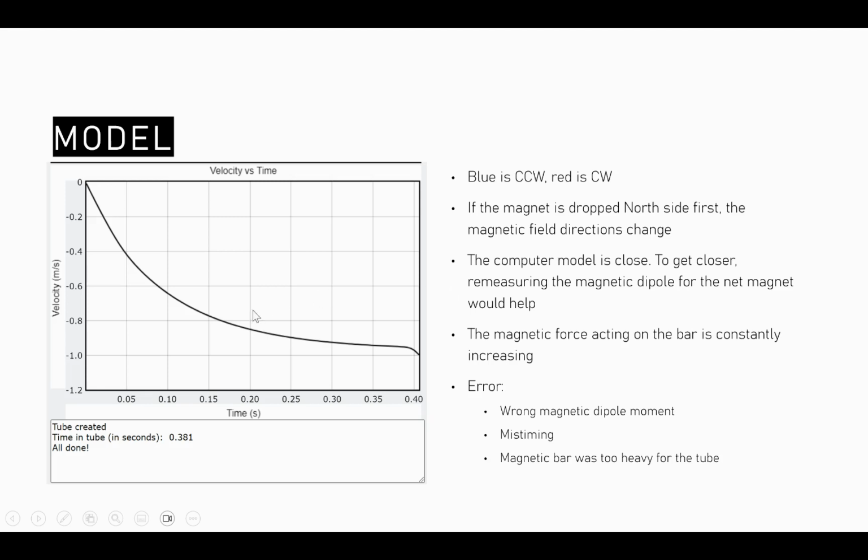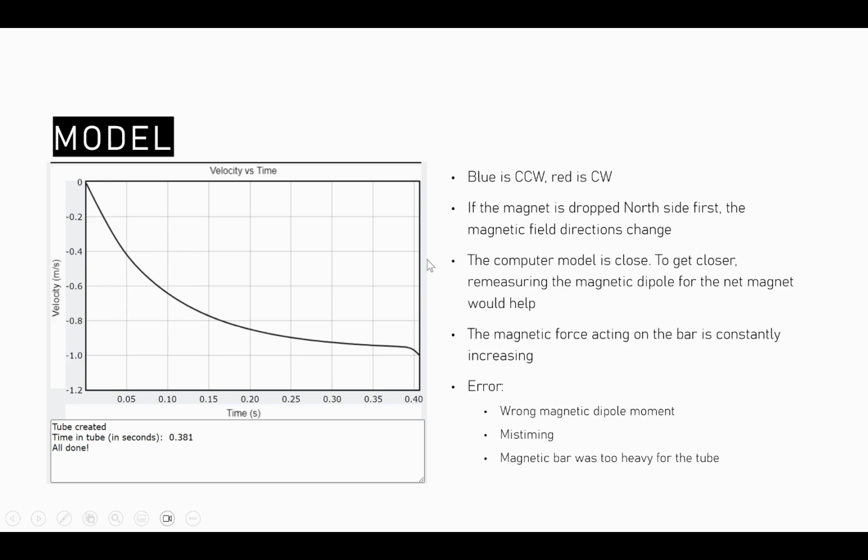So, for the model, this is what you got. It follows mostly quadratic until it falls out of the tube. And so the magnetic force acting on the bar is constantly increasing in this case if the velocity is decreasing.